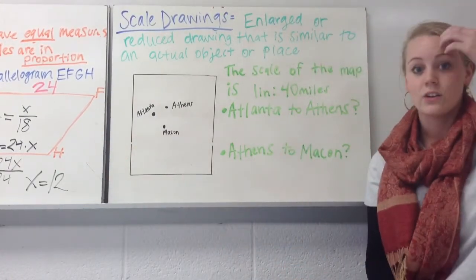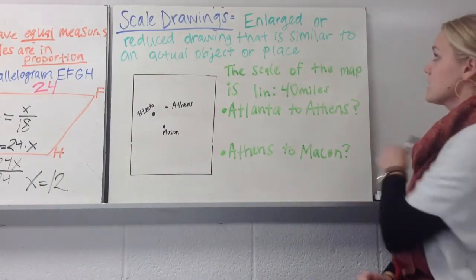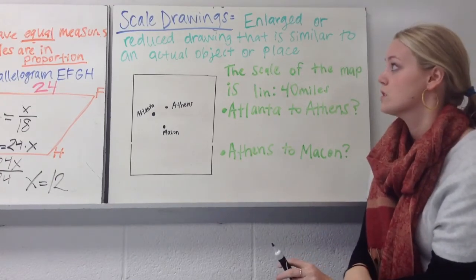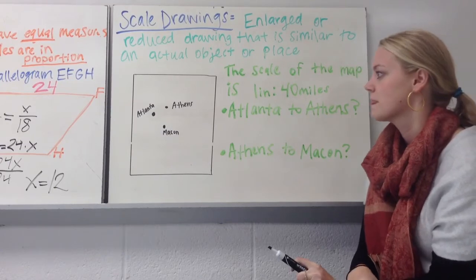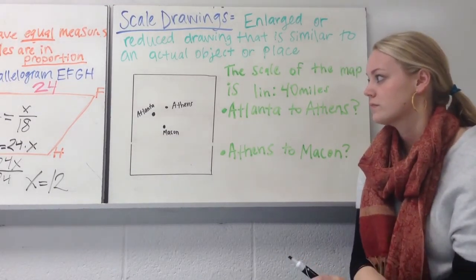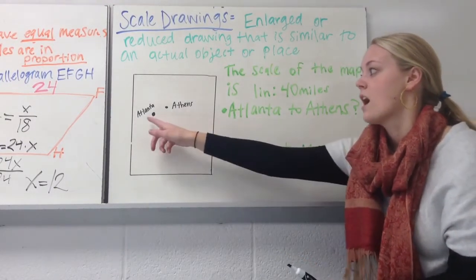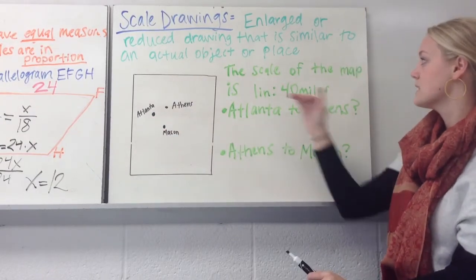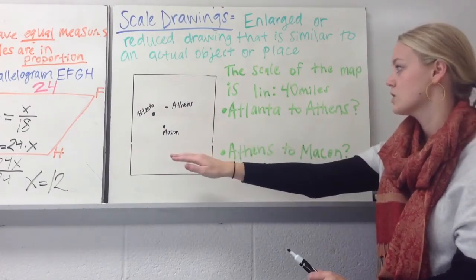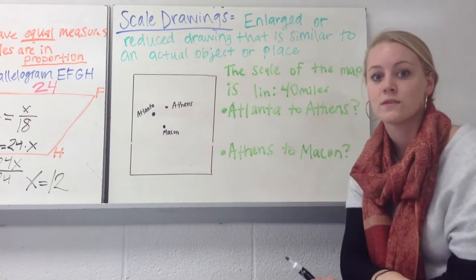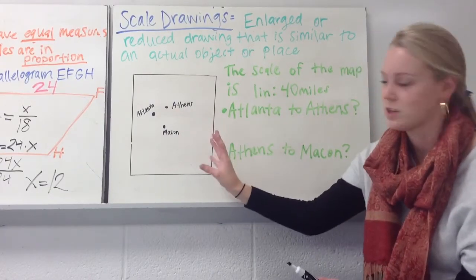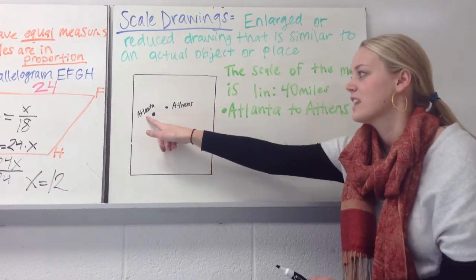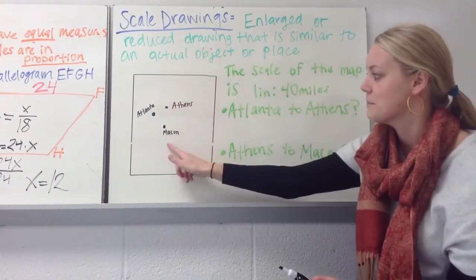Now we're going to look at scale drawings. Scale drawings are enlarged or reduced drawings that are similar to an actual object or place. In this problem, the scale of the map is 1 inch for every 40 miles. So this is a map of Georgia that I hand drew. And here we have Atlanta, Athens, and Macon.